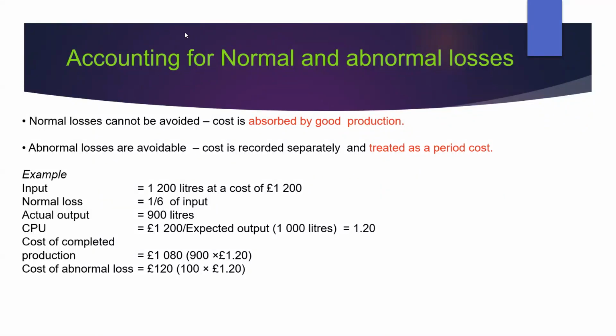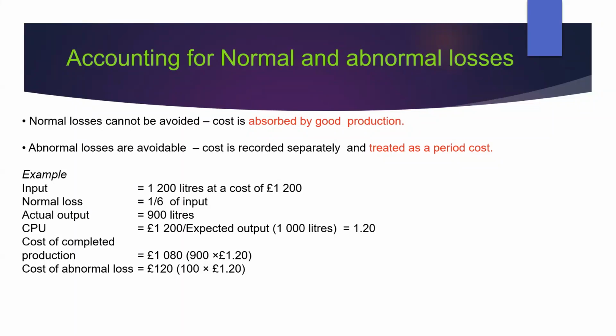So here you can see as inputs, we are going to put 1200 liters at a cost of £1200. So we are expecting 1/6 of the input will be normal loss. 1/6 means 200 will be a normal loss. So the actual output is here 900 liters.